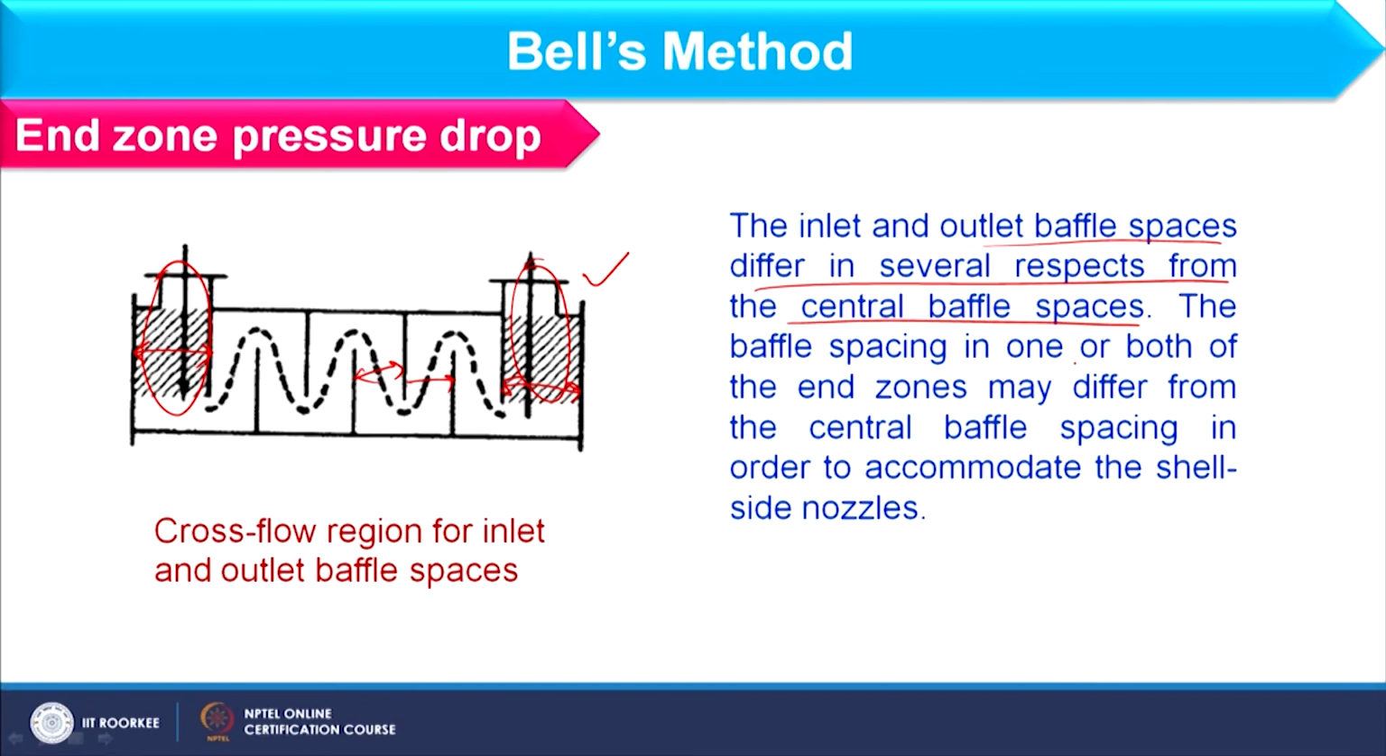So the baffle spacing in one or both end zones may differ from the central baffle spacing in order to accommodate shell side nozzles. Okay. So how should we consider the pressure drop in end zones? When considering pressure drop in the end zone, you should understand that in the end zone we have only one baffle window. Because when the fluid enters, it will come across the first baffle, and below that we have the window zone.